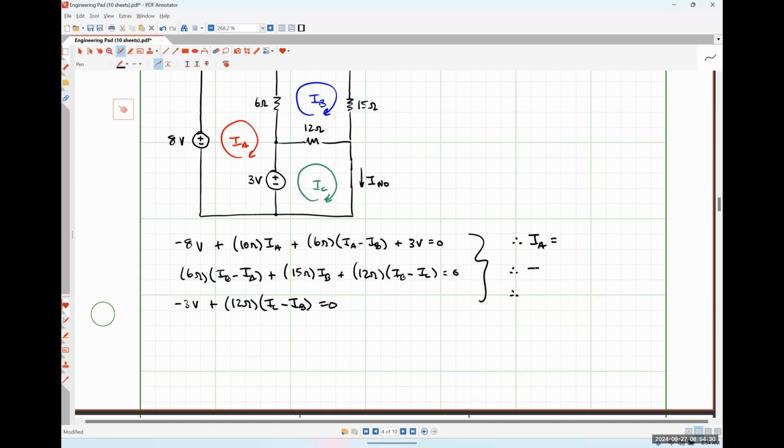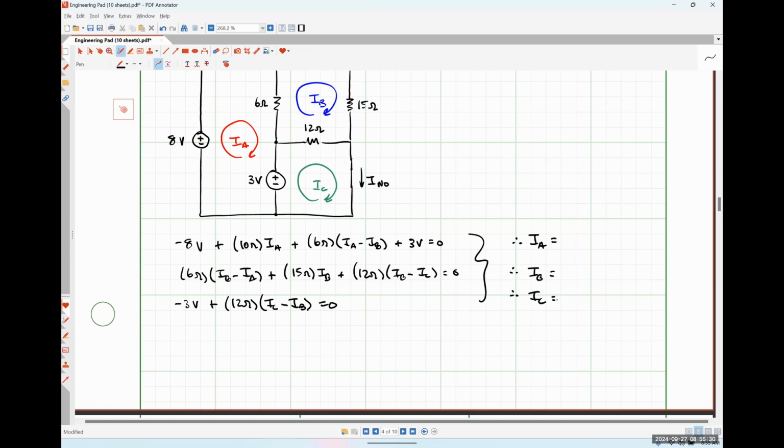So let's solve for IA, IB, and IC real quick. All right, so in my first equation, my coefficient for IA is 16, my coefficient for IB is -6, my coefficient for IC is 0, and my constant term is +5. In my second equation, my coefficient for IA is -6, my coefficient for IB is 33, my coefficient for IC is -12, and my constant term is 0. And in my third equation, my coefficient for IA is 0, my coefficient for IB is -12, my coefficient for IC is +12, and my constant term is +3.